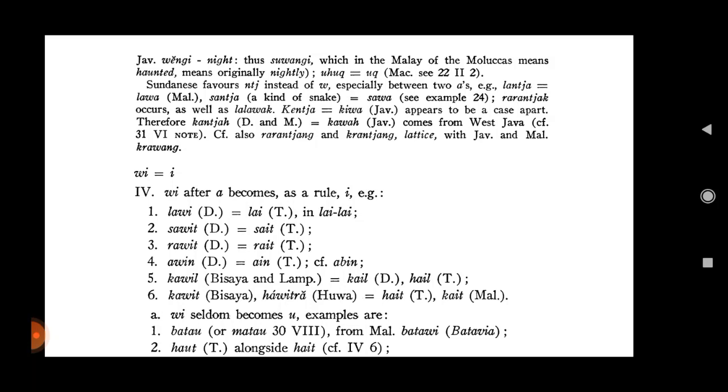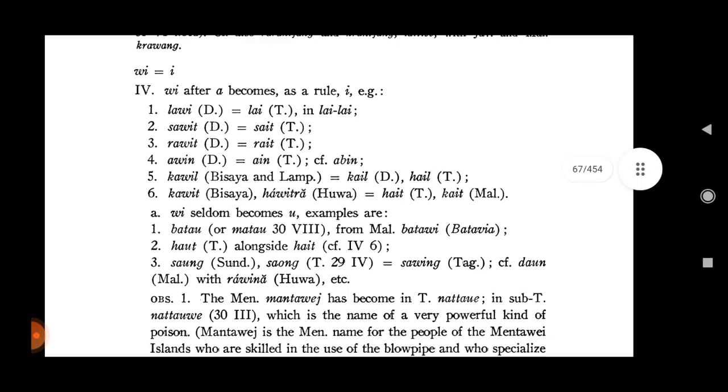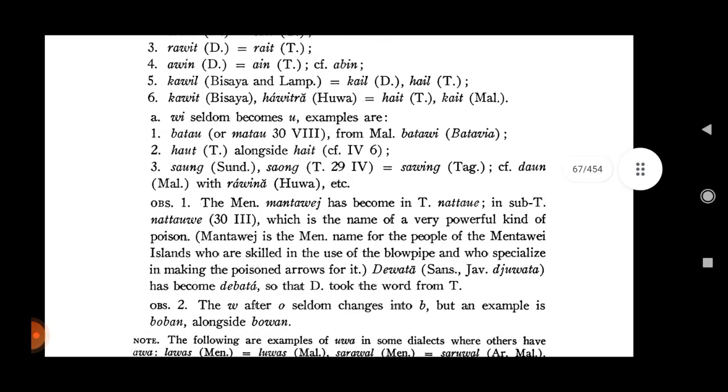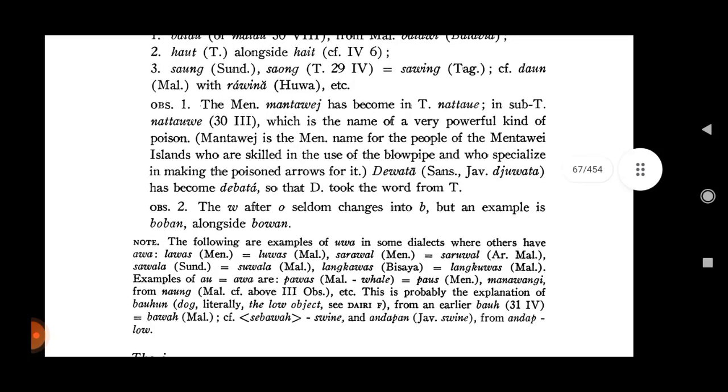W after I becomes, as a rule, e.g. lawi Dairi, lai Toba, in lai lai. Sawi Dairi, sai Toba. Kawi Dairi, rai Toba. Awin Dairi, ain Toba. Compare Abin, Kawil Bisaya and Lampong, Kail Dairi, hail Toba. Kawit Bisaya, hawitra, hai Toba, kait Malay. W seldom became something else; examples are Batau or Matau from Malay Batawi, Batavia, Toba alongside height. Compare Sunda, Sawing Tagalog, down Malay with Rawina, etc.